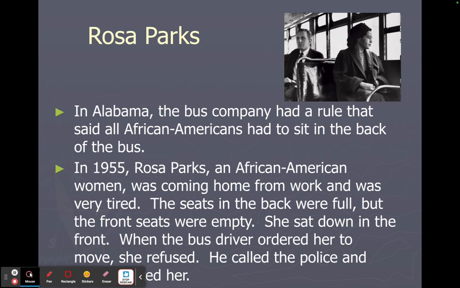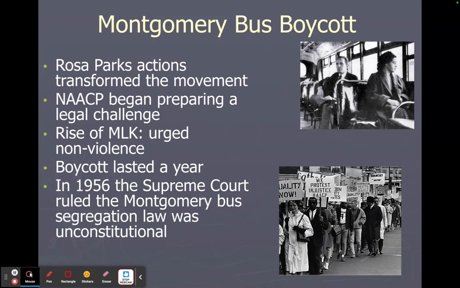So Rosa Parks, I just kind of explained. The bus companies in many places in Alabama had a rule that said all African Americans had to sit in the back of the bus. Rosa Parks was coming home from work and was tired. This is the famous story. Really, this was planned. She had been trained in what to do, and she gets arrested. So this leads to, as I said, the Montgomery bus boycott.